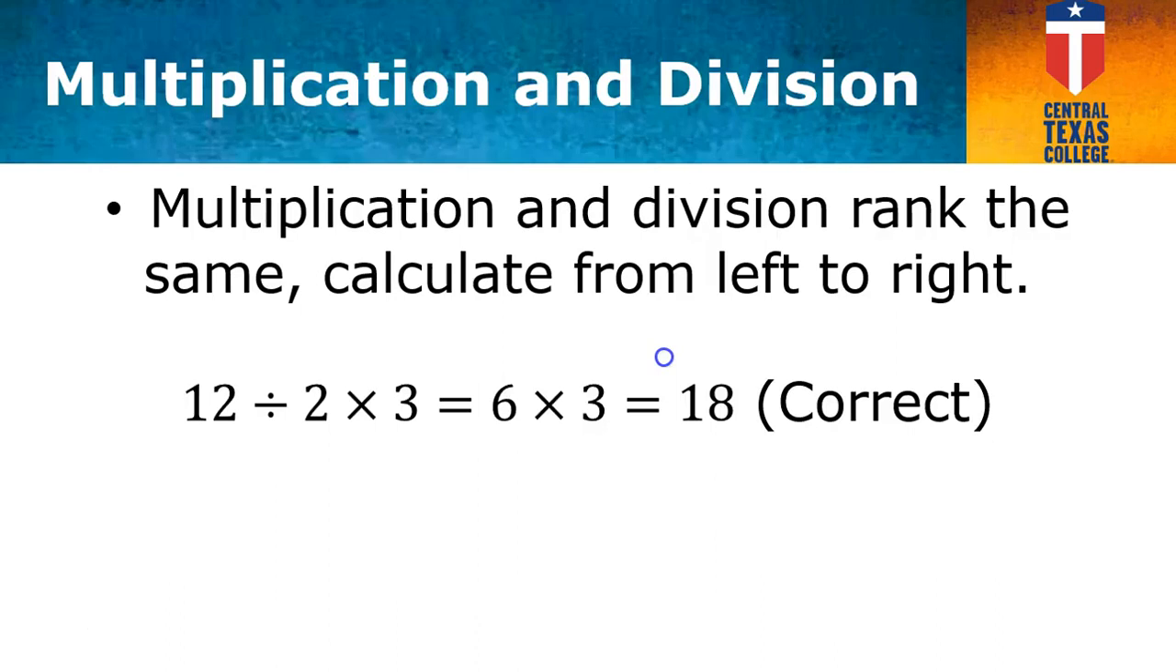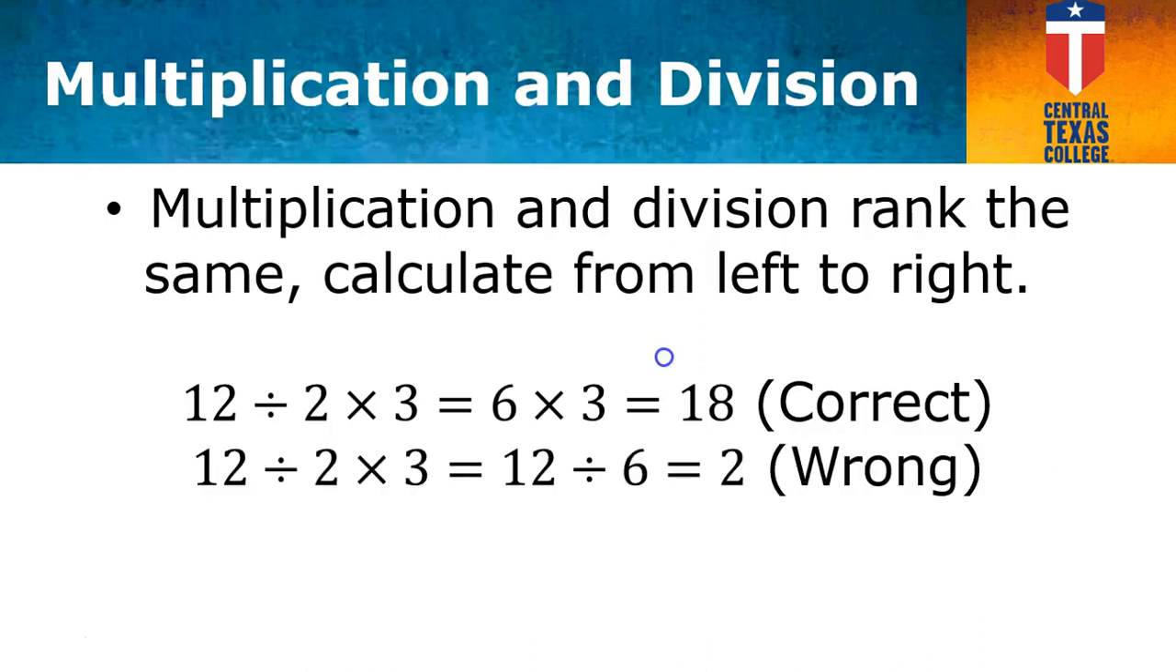So with this one, we have 12 divided by 2 times 3. So working from left to right, we would do 12 divided by 2 first, which will give us 6, and then write the rest of the problem. So then we have 6 times 3, and that gives us 18.